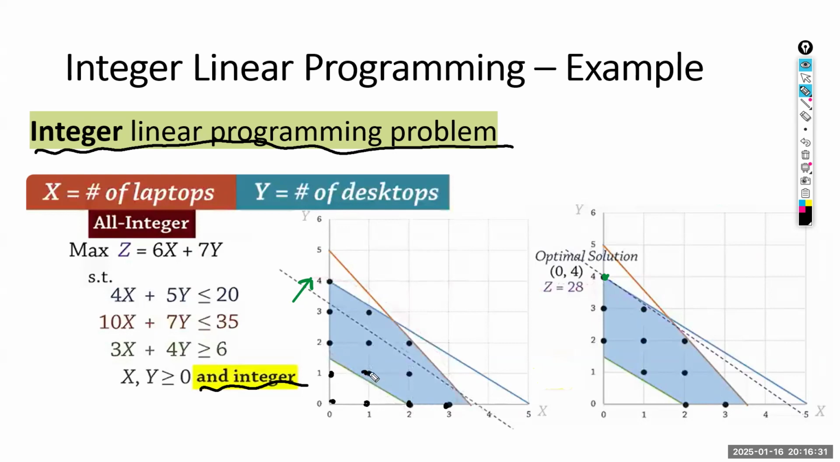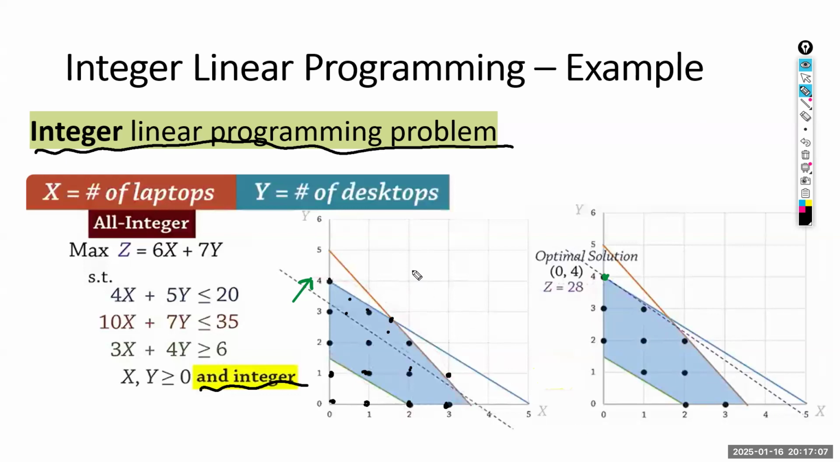Say x1 y1, x2 y1, x3 y0, here x2 y2, right? x1 y3, here x0 y4 and so on. Now only these dots are your possible solutions, right? There's nothing in between. But earlier we got this as the answer. Now this can't be the answer because this is not an integer solution, right? Because that is where we got the maximum value.